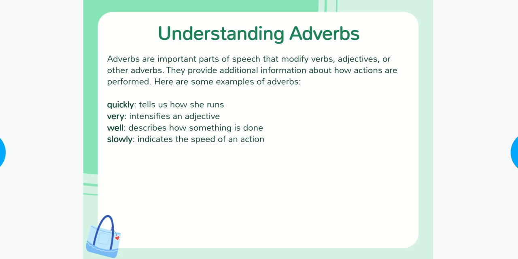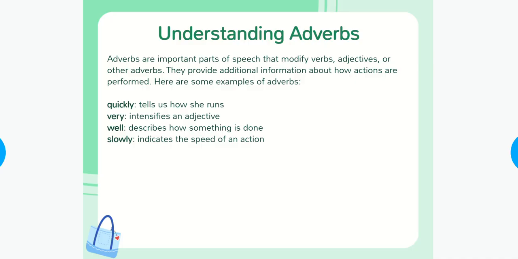Adverbs are important parts of speech because they change verbs, adjectives, or other adverbs. They provide additional information about how actions are performed. Here are some examples. Quickly tells us how somebody runs. Very intensifies an adjective. For example, I am very hungry right now.